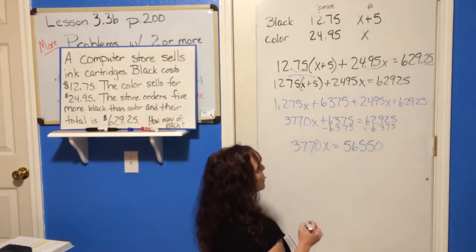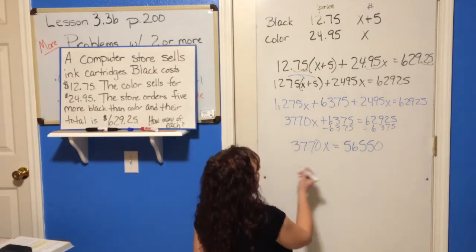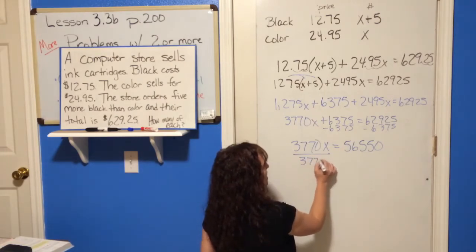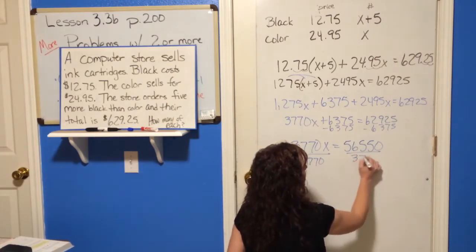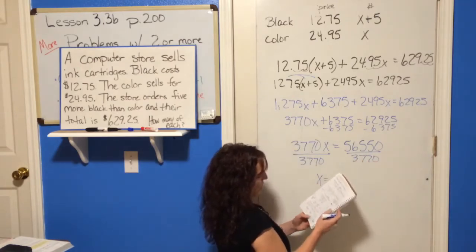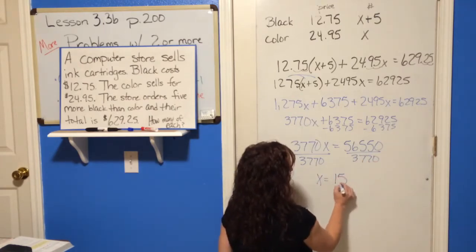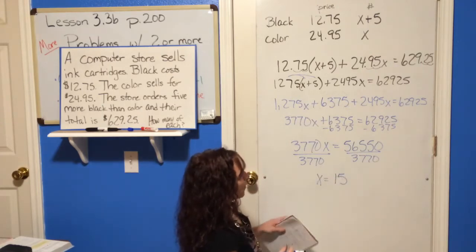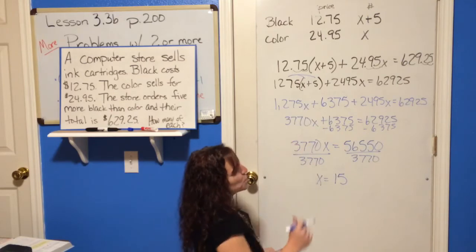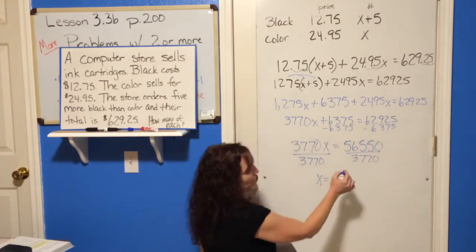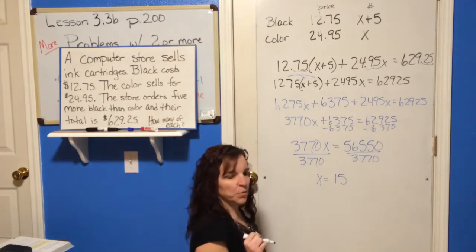56,550. All right. And then, because this is multiplied, we divide by 3,770. And x should equal 15. If you had kept the decimals the whole way, then you'd have decimals here and here and here, and you would have ended up with the same thing. You would still end up with x equals 15.